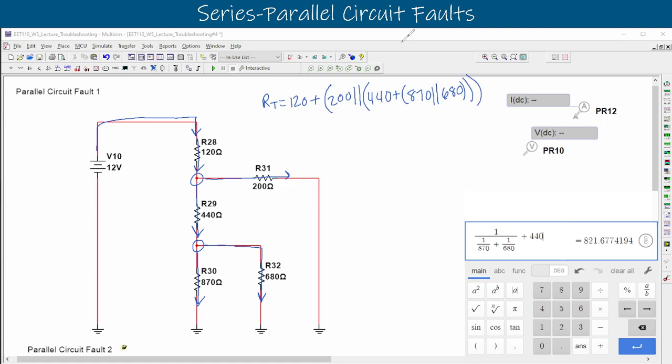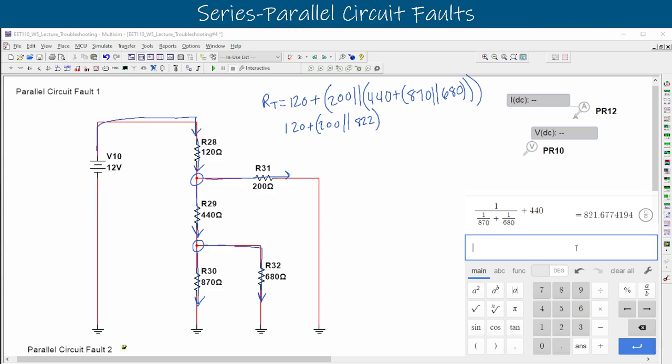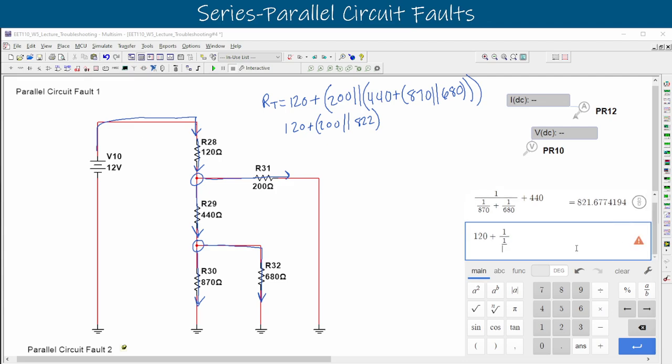And that gives us our new equation here. We can say that we have 120 plus 200 in parallel with this value here of 820. We'll round that up to 822 ohms. And we can solve for that now. We can say that we have 120 plus the parallel of, so we'll do 1 over 200 plus 1 over 822. And that gives us 280.8, so we'll round that up to 281. So our RT expected for this circuit is 281 ohms.